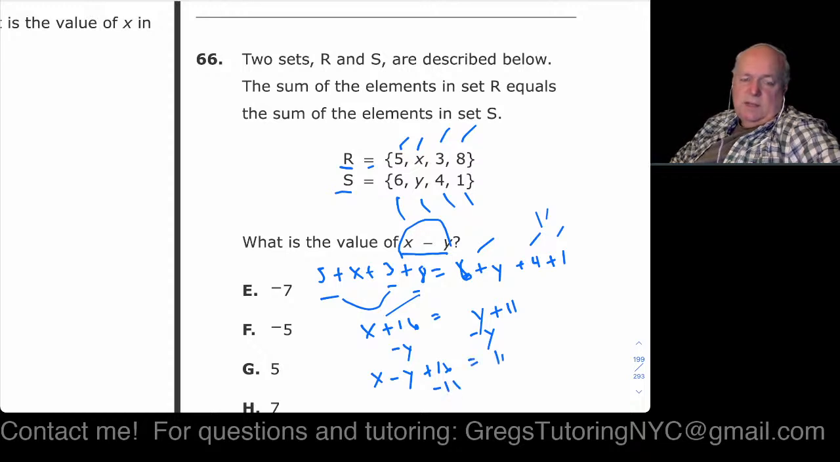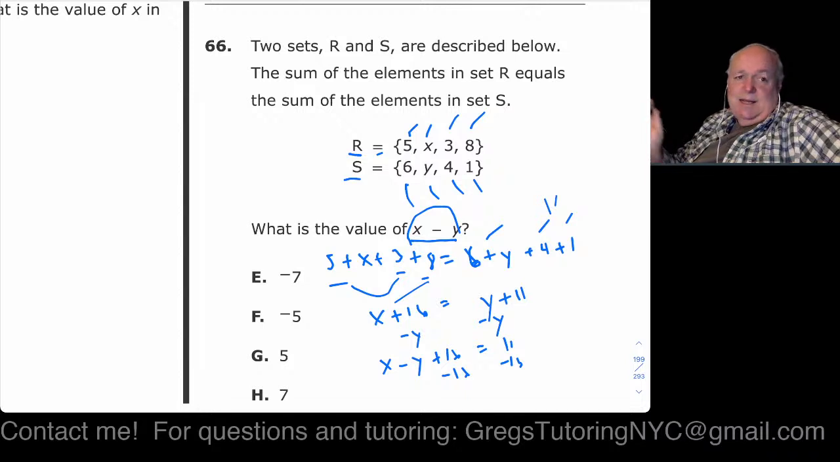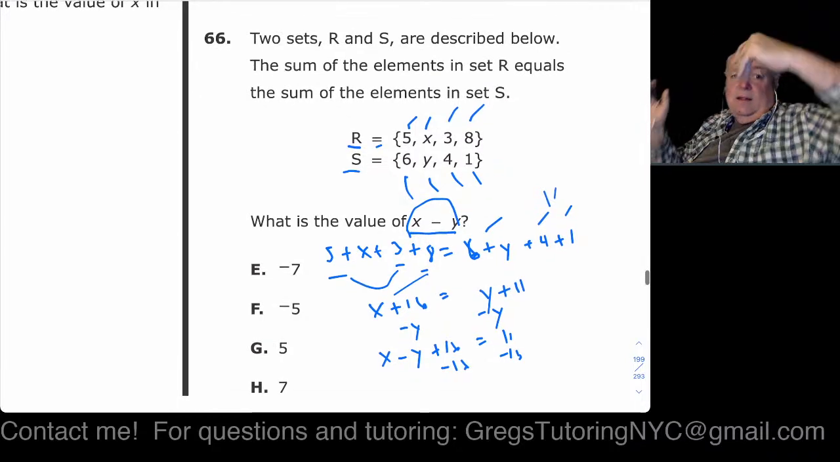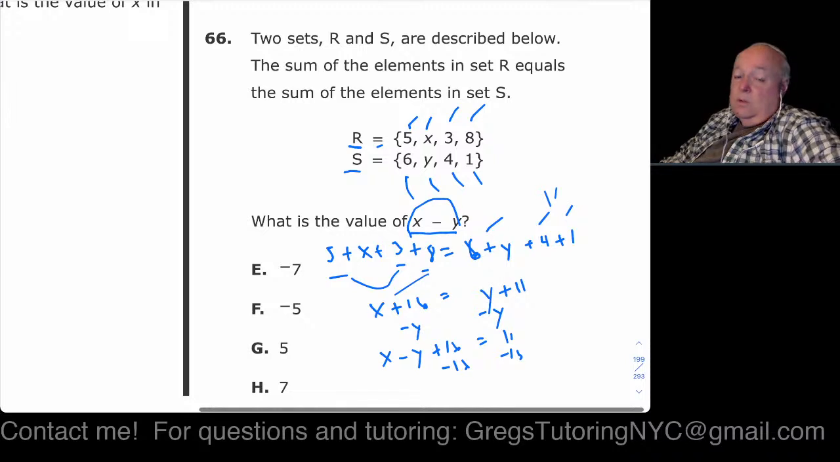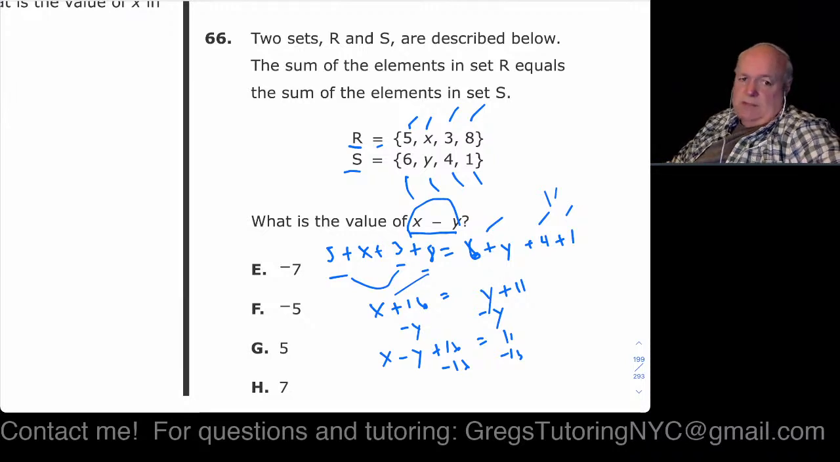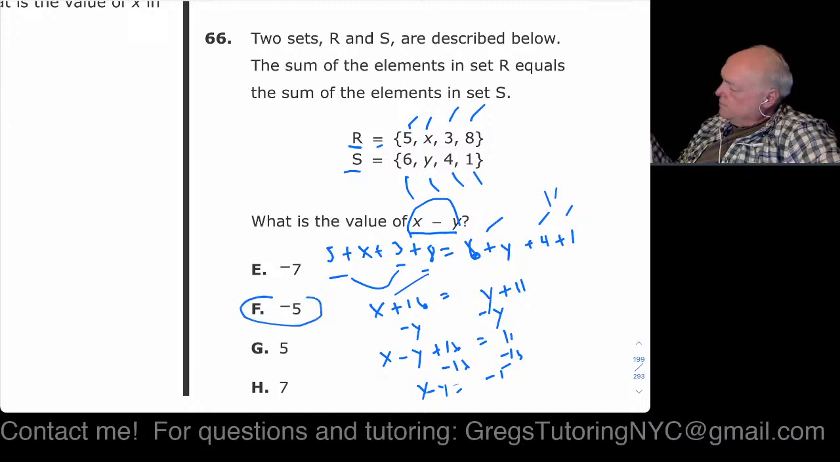So this is basic algebra. This is Algebra 101, just combining like terms, in this case the constants, and then combining symbolic like terms. In this case, there is none. But they're asking for X minus Y. So anyway, we get X minus Y equals 11 minus 16, which is minus 5. So the answer for that should be F. Okay, 66. Yeah, 66 was F. Good.